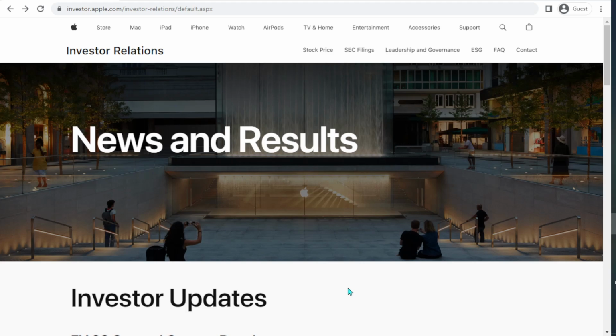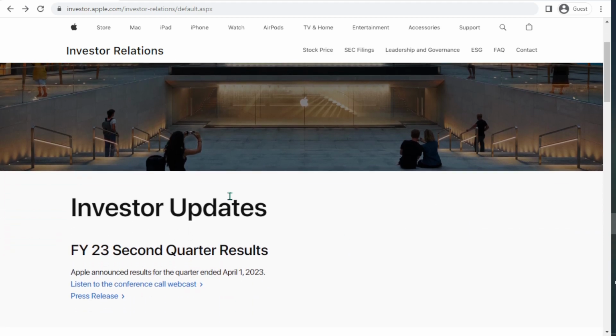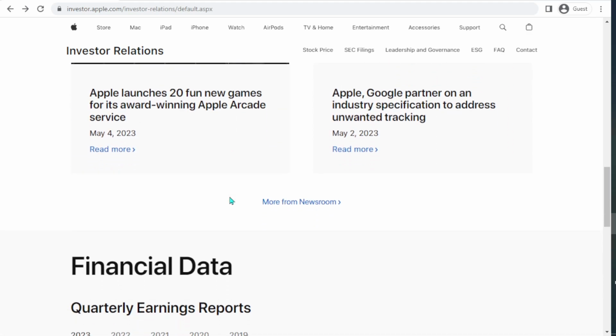Hey folks, so in this video, we're just going to talk about how to look for very specific information in a 10Q report. And for this example, we're going to use share repurchases, and we're going to be looking at Apple. So right now, I'm on the investor relations page, and I'm going to scroll down. I'm going to look for that 10Q report.